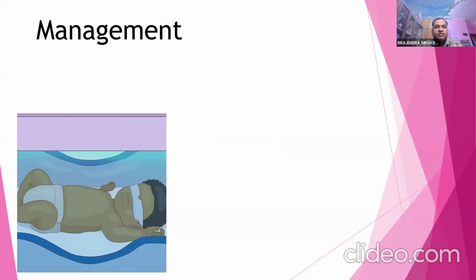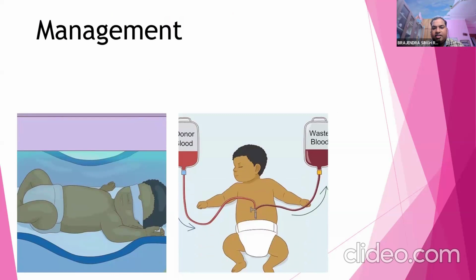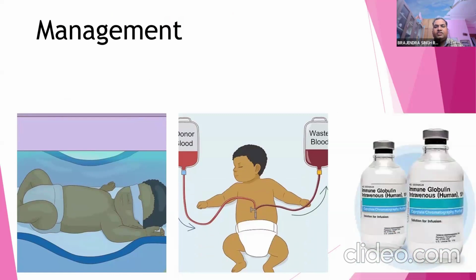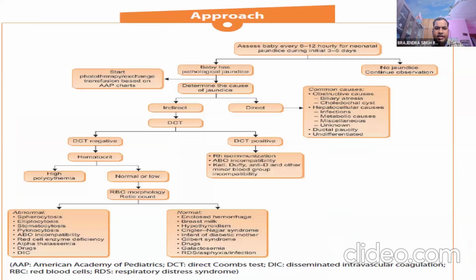Now we go for the management. First management is phototherapy. Second is exchange transfusion, and sometimes we just use IVIG, immunoglobulin. So this is the approach. You just read it. We can follow this flowchart. We look for the pathological jaundice.